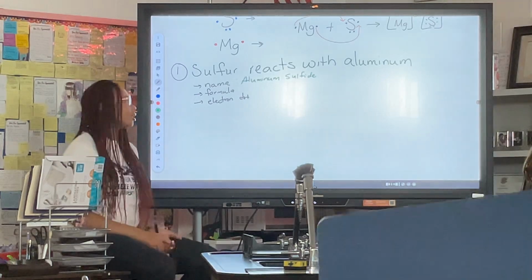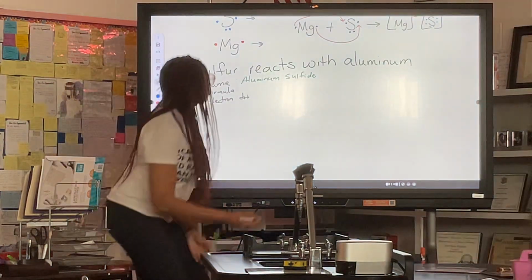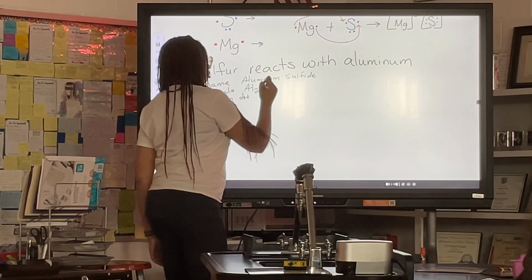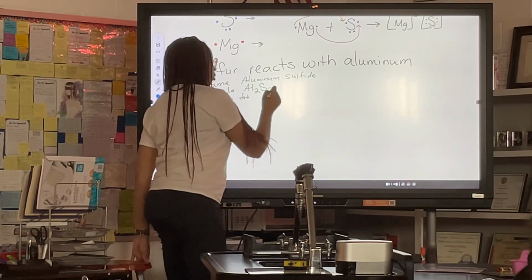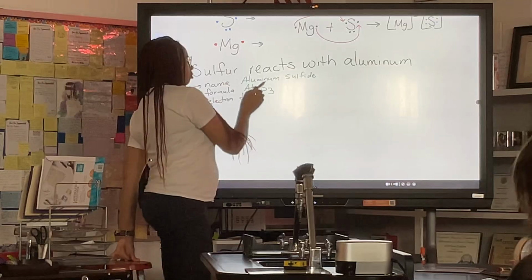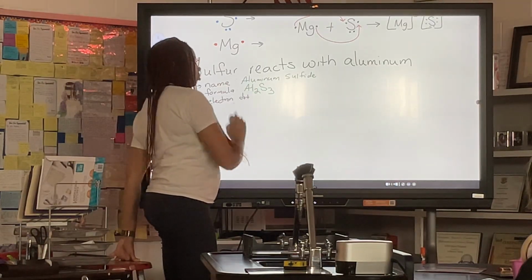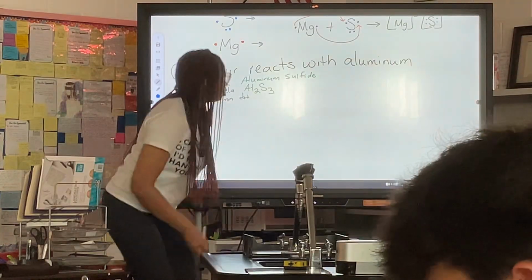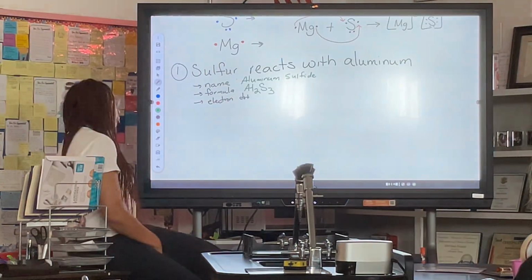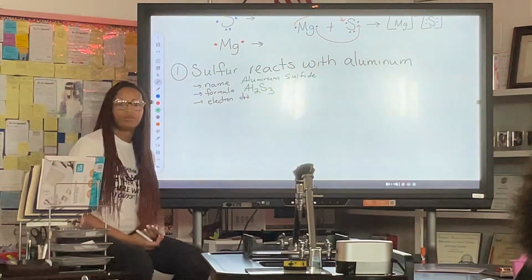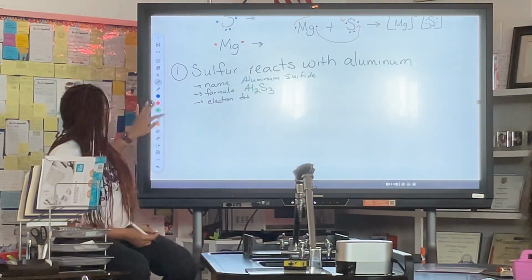Nice, nice, nice. The formula is what? Al2S3. Where did this 2 come from? The sulfur, the oxidation of the sulfur. And where did 3 come from? The oxidation of the aluminum. All right. Electron dot. Do it. Try the electron dot.